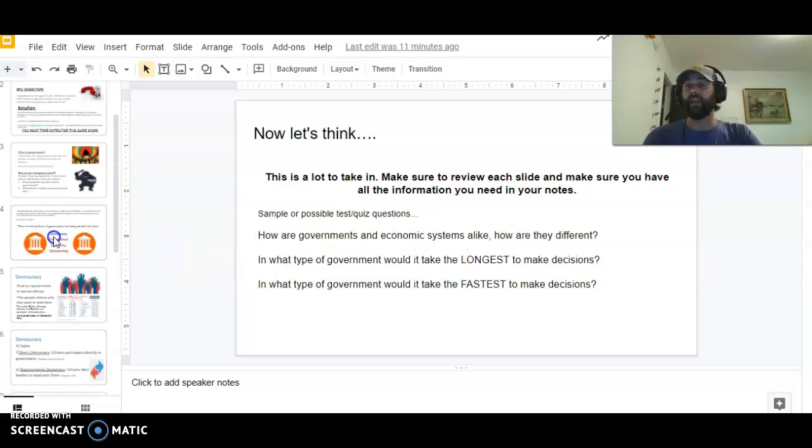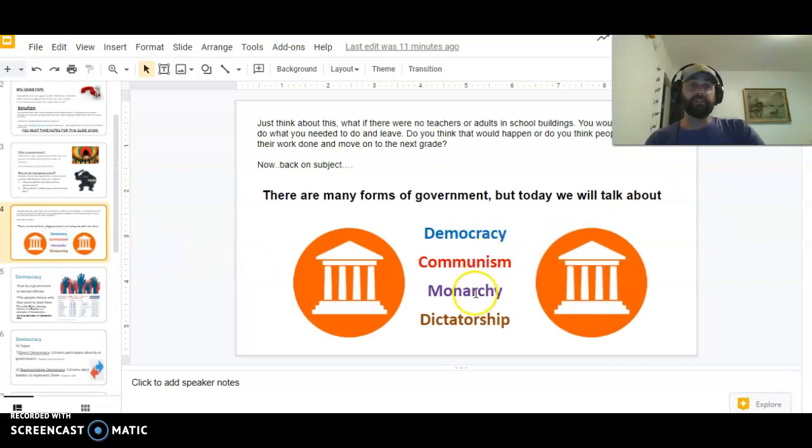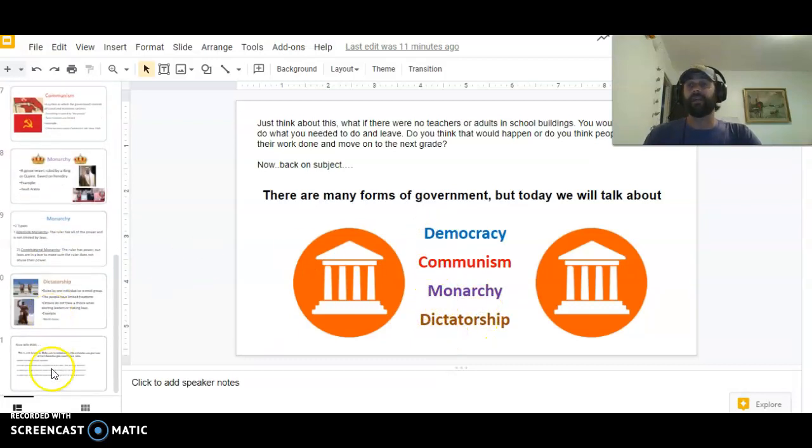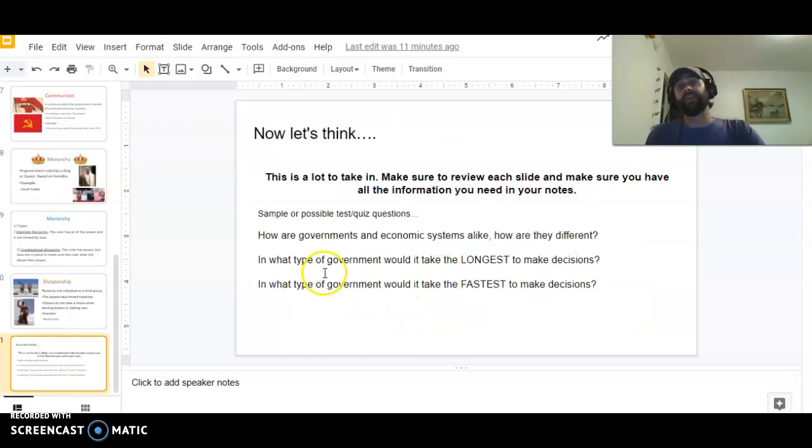So if we're looking at democracy, communism, monarchy, or dictatorship, if we had to make a decision, like pass a new law, or if coronavirus happened and we needed to immediately make a decision, what type of government would take the longest to make a decision? What type of government would a decision be made the fastest? And lastly, that's it. That is lastly.